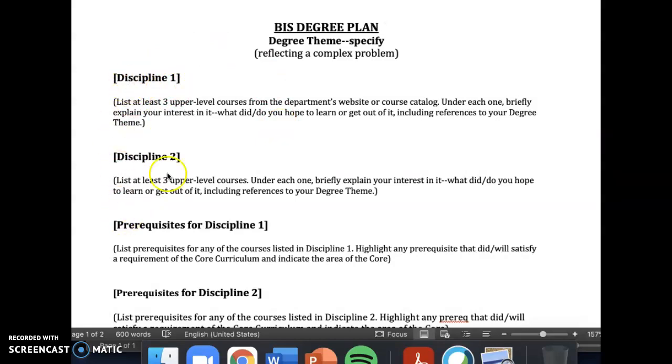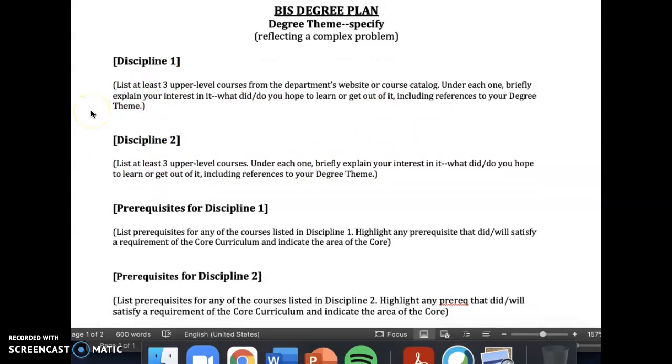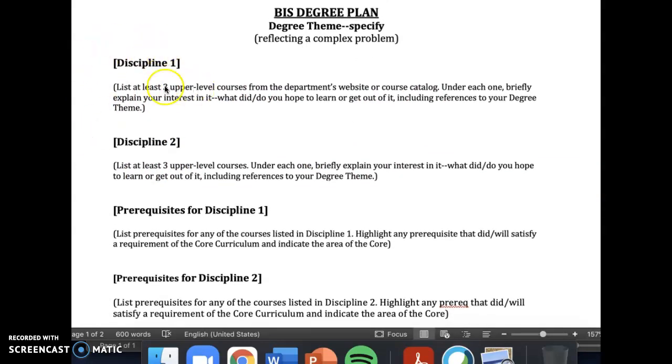So you're going to take two different disciplines, and these are usually the departments where you'll be taking classes. So let's say, for example, you want to take classes in biology and nursing. You will find at least 3 upper level courses from the department's website or course catalog. So you can look at those places on the West Georgia website or in the course catalog, which is also available online. You can just Google West Georgia course catalog and you'll get it.